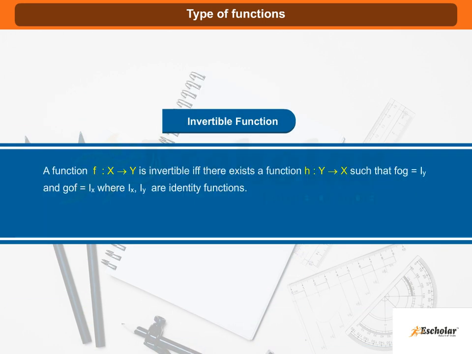Invertible function. A function f from X to Y is invertible if and only if there exists a function h from Y to X such that f o h is equal to Iy and h o f is equal to Ix, where Ix, Iy are identity functions. So h is called the inverse of function f and is given by f inverse.